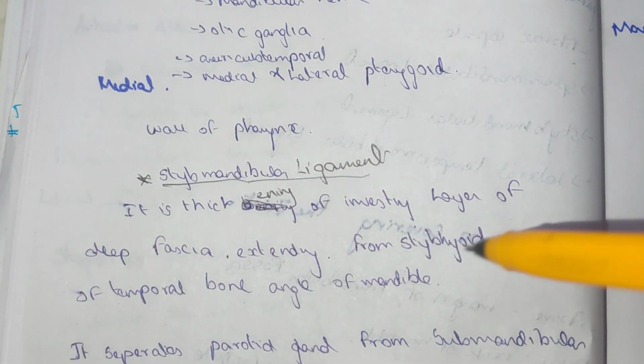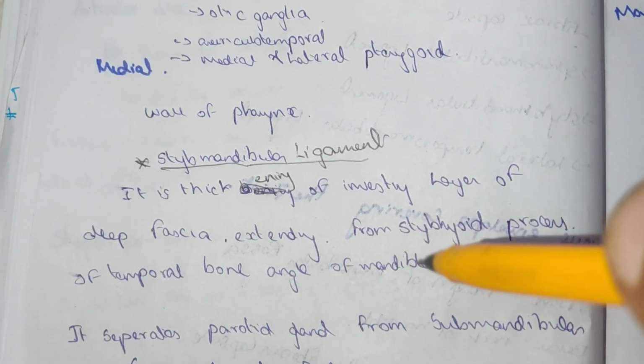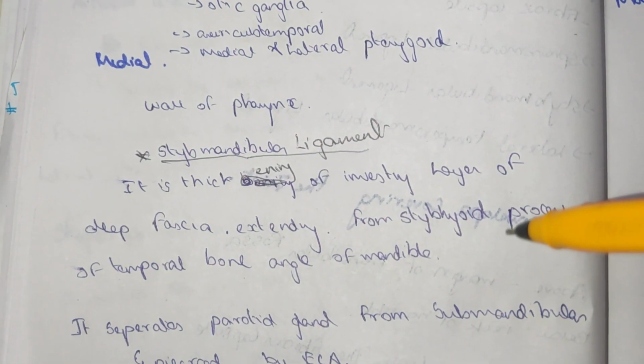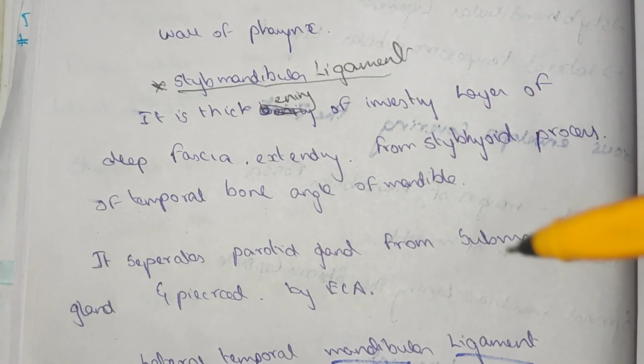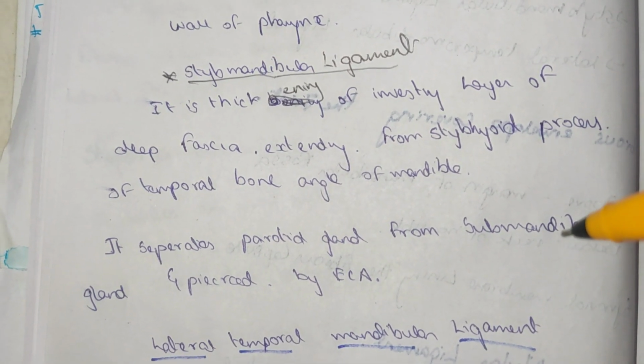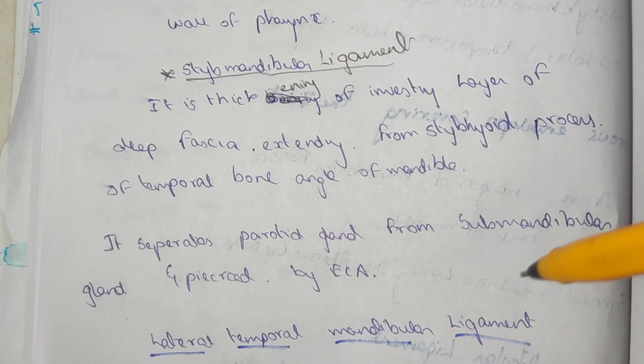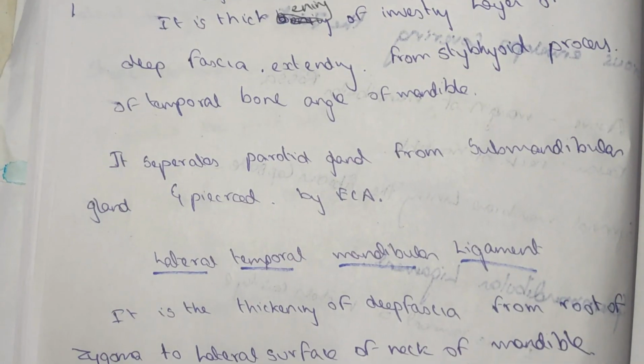The stylomandibular ligament is a thickening of the investing layer of the deep cervical fascia. It extends from the styloid process of the temporal bone to the angle of the mandible. It separates the parotid gland from the submandibular gland, and it is pierced by the external carotid artery.